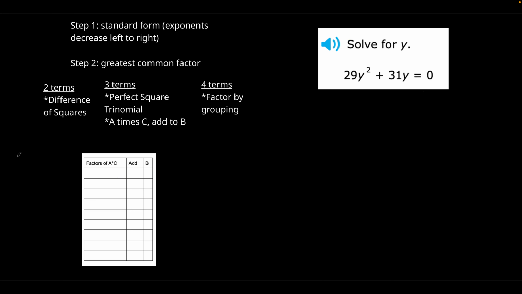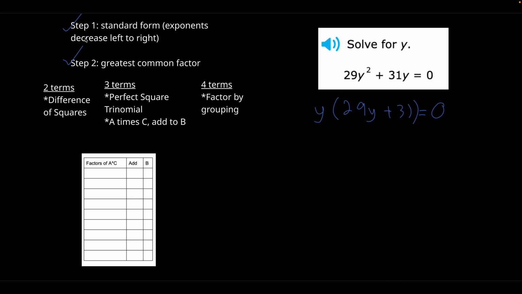All right, for this last problem, there are two terms. Is it in standard form? Check. Is there a greatest common factor? Yes, there is. We can factor out a y here. So now I'm left with y times 29y plus 31 equals 0.